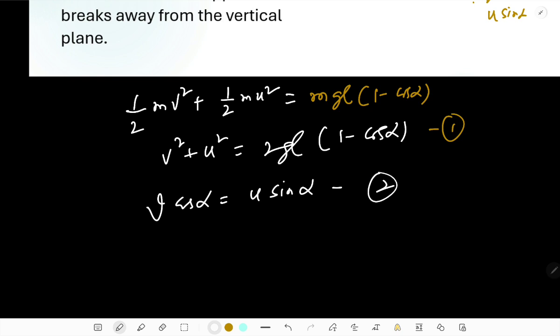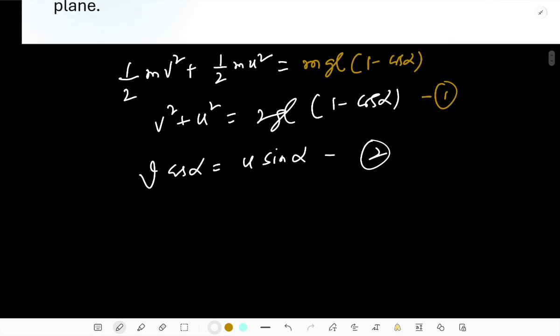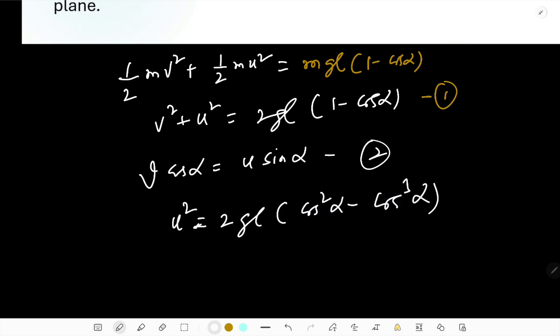इससे पहले कि मैं भूल जाऊँ लिख देता हूँ. Yeah. So now 1 and 2 can be put together, and you got what? You got u square, that was needed perhaps. u square equals 2gL times (cos square alpha minus cos cube alpha).